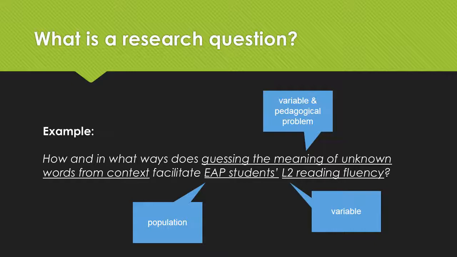What makes this research question effective is that you can already make some educated guesses about how this research study would proceed. How and in what ways gives us a clue that this is likely to be a qualitative study and that we would potentially interview or survey EAP students about how they use context to help them to deal with the meaning of unknown words when attempting to read more fluently.